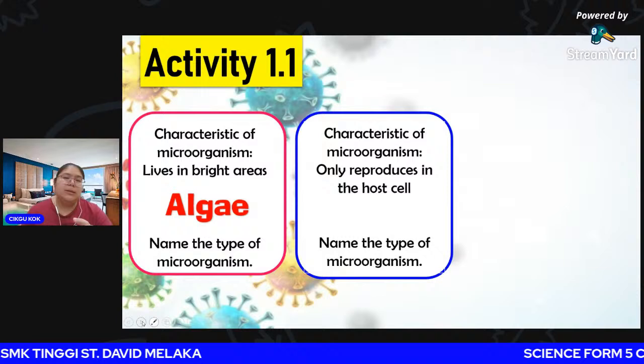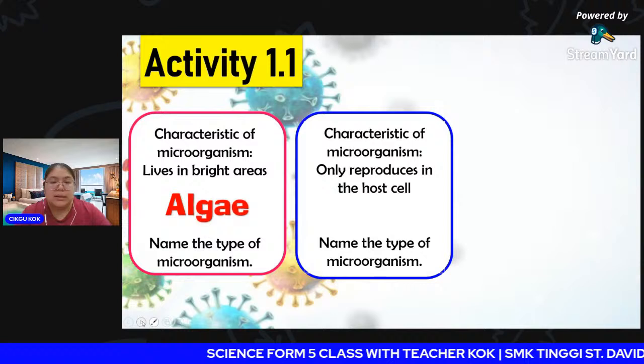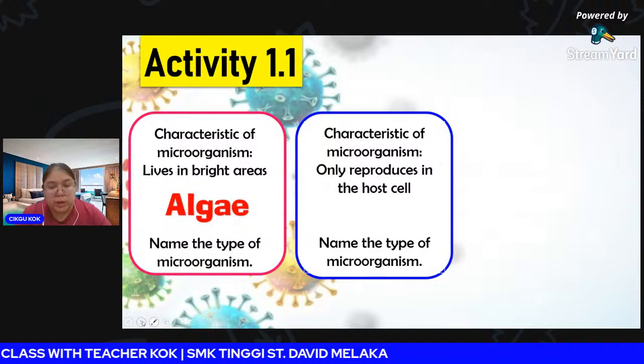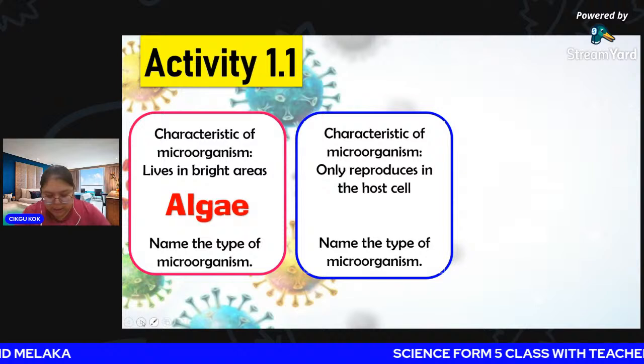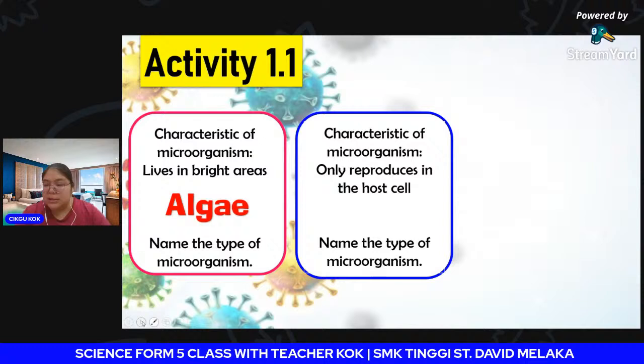Okay, only reproduce in host cell. Name the type of the microorganism. They only want to reproduce in the host cell. That means outside they don't want, they want in your body only. You tell me, this one is what type of microorganism? They just want to reproduce inside your body, the host cell.